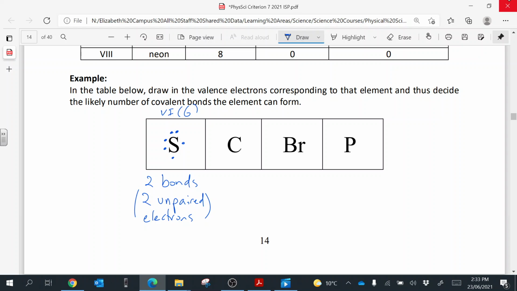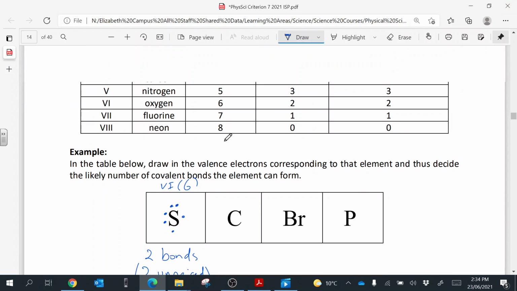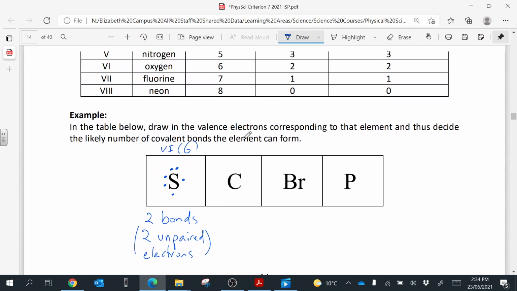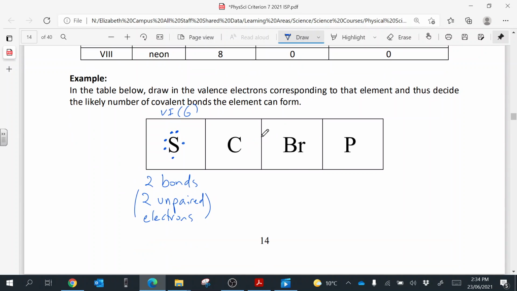We started off drawing the Lewis dot diagrams, or the dot diagrams, for different elements. So we started off with sulfur, and that was in group 6. So it had 6 valence electrons, which is how we draw it here. And so we have two sets of paired electrons, and we've got two unpaired electrons, which means that we can have two bonds formed from them.